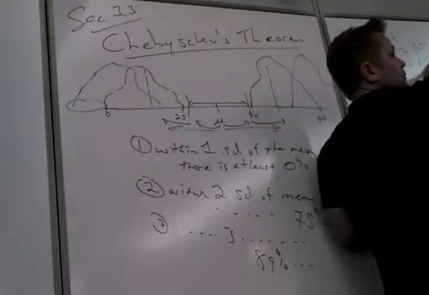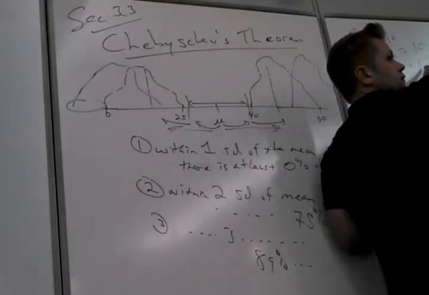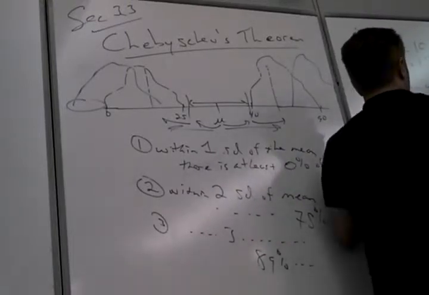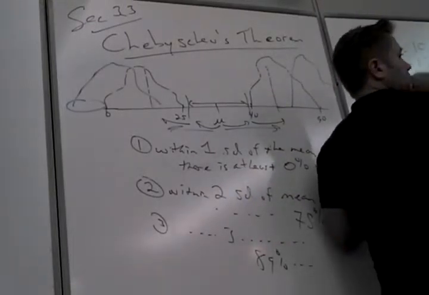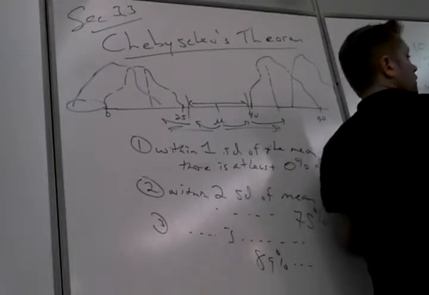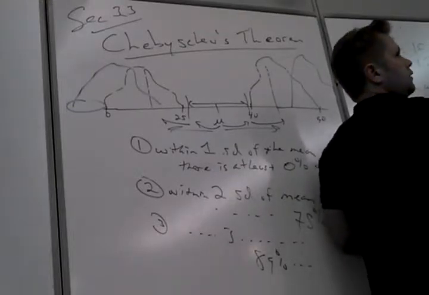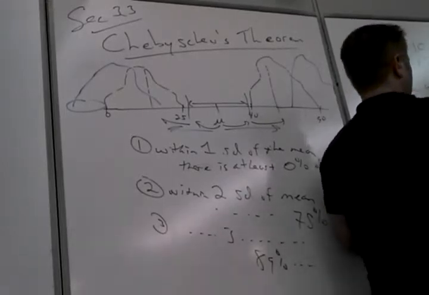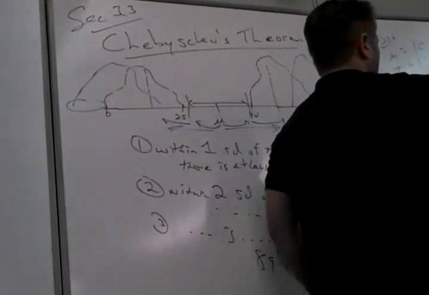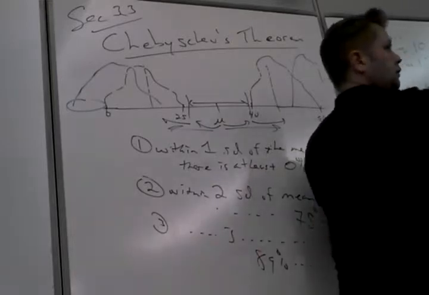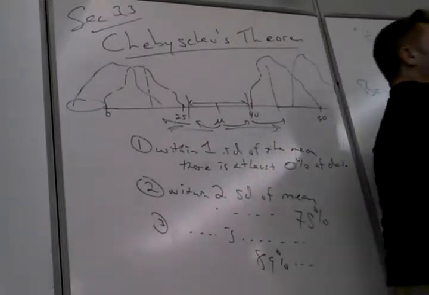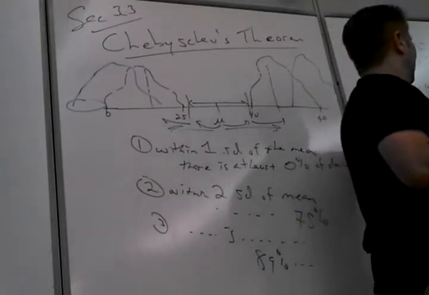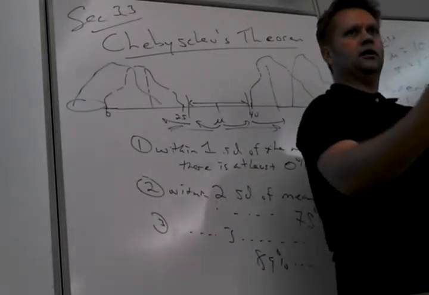3 steps would be 3.6. So 13.6, right? 3 steps down would be 10 minus 3.6, which is 6.4. And so that's the answer. Between 6.4 and 13.6, I'm guaranteed that there's at least 89% of the data. Right?